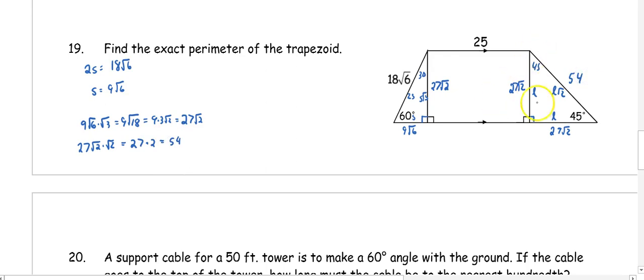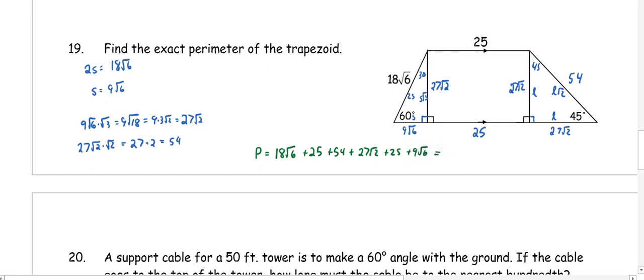Now we also know in this rectangle here, if the top is 25, the bottom is also 25. So when we go to find the perimeter, we would have 18 root 6 plus 25 plus 54 plus 27 root 2 plus 25 plus 9 root 6.